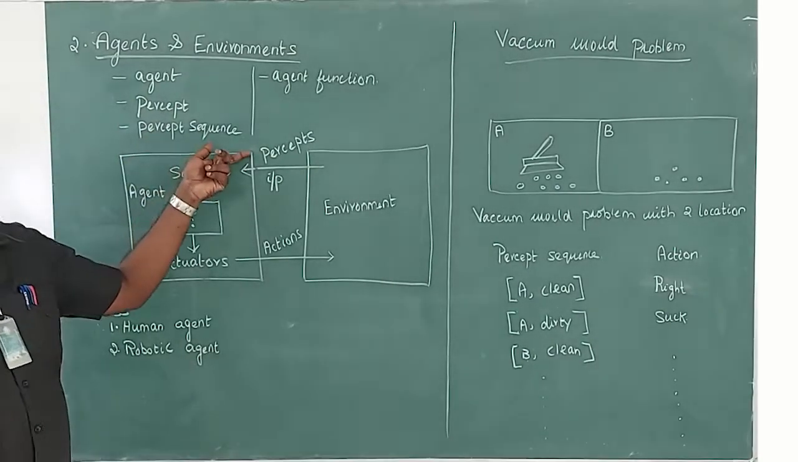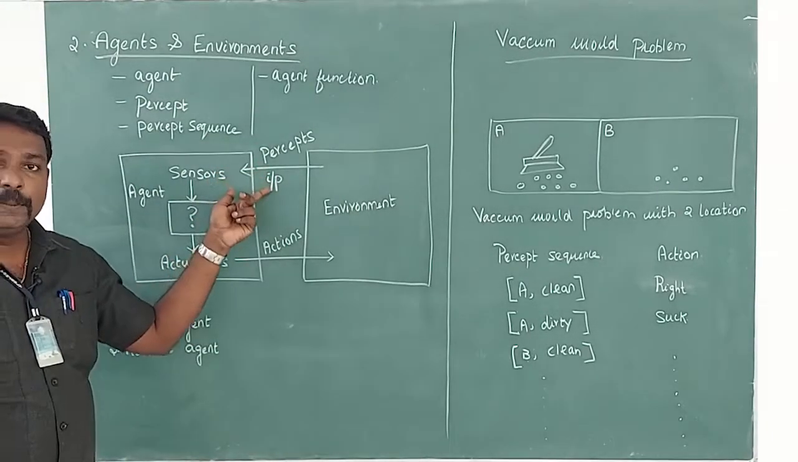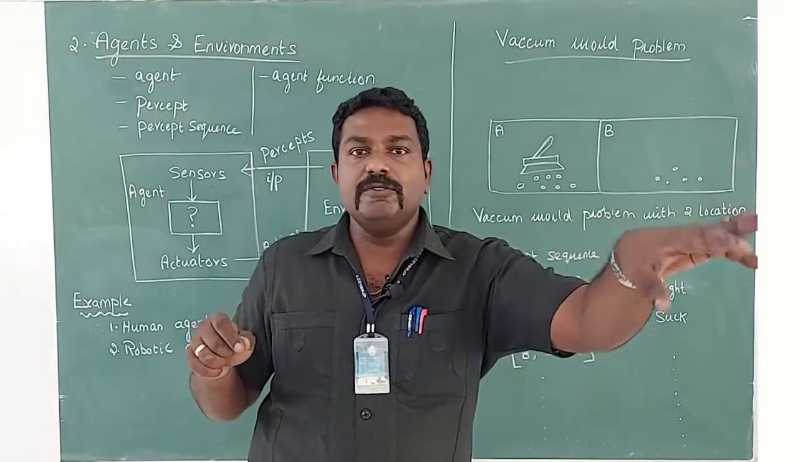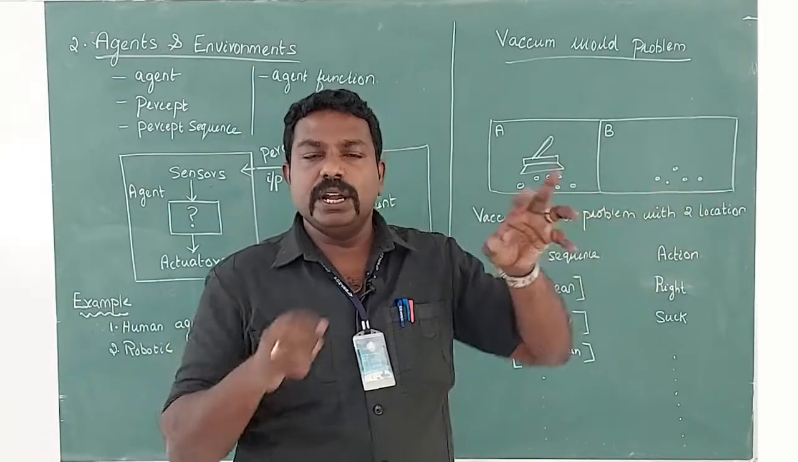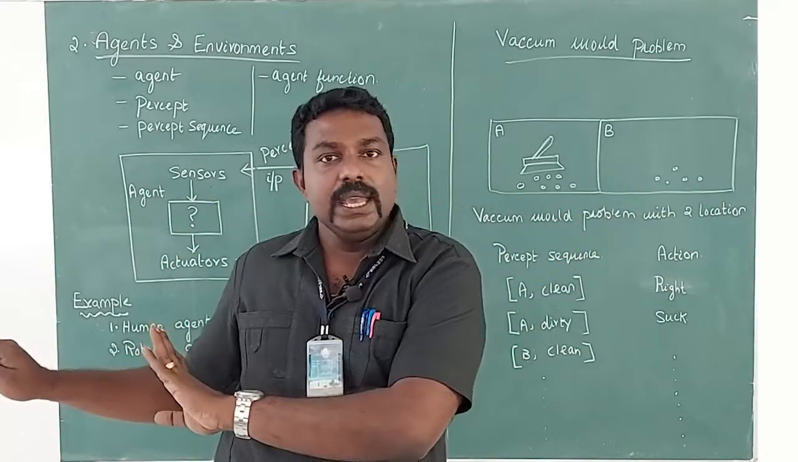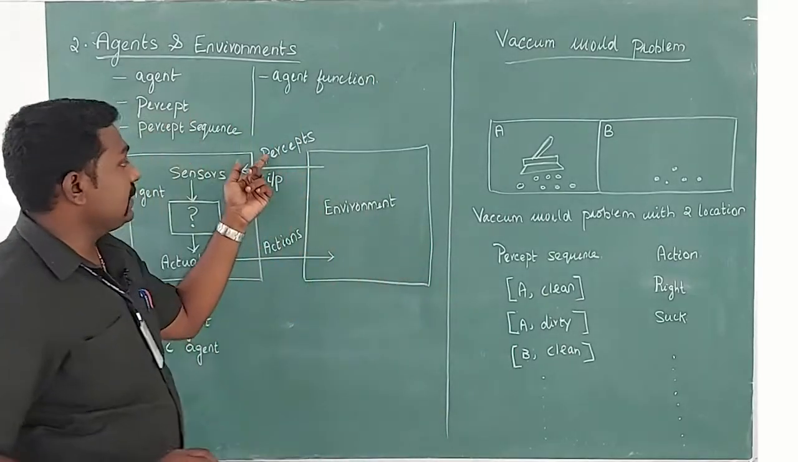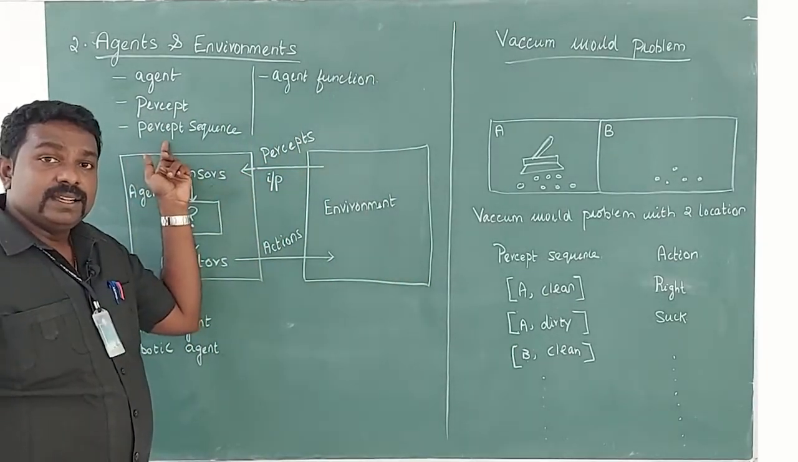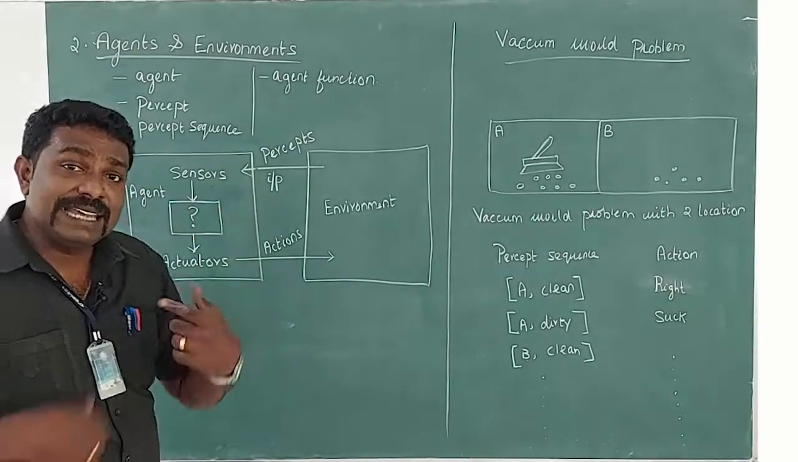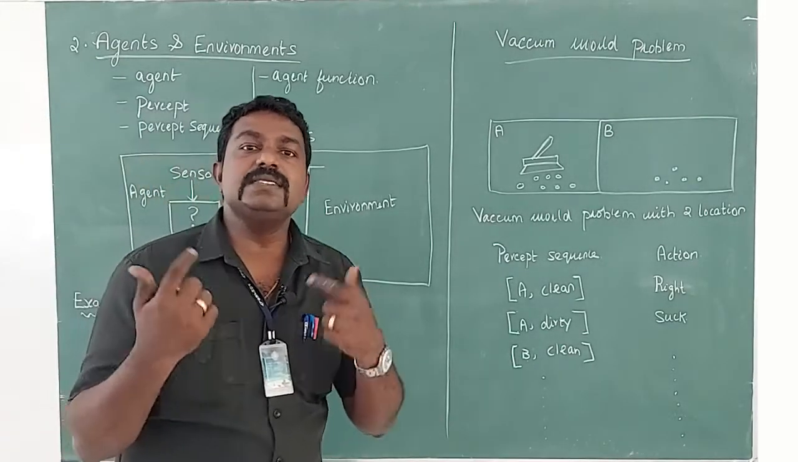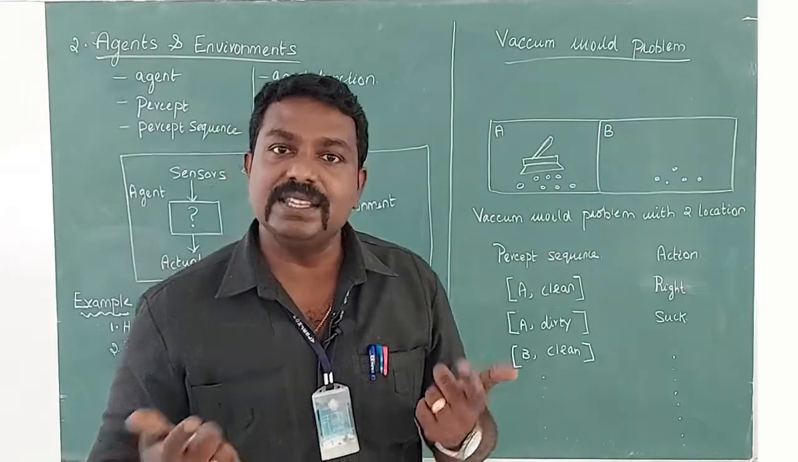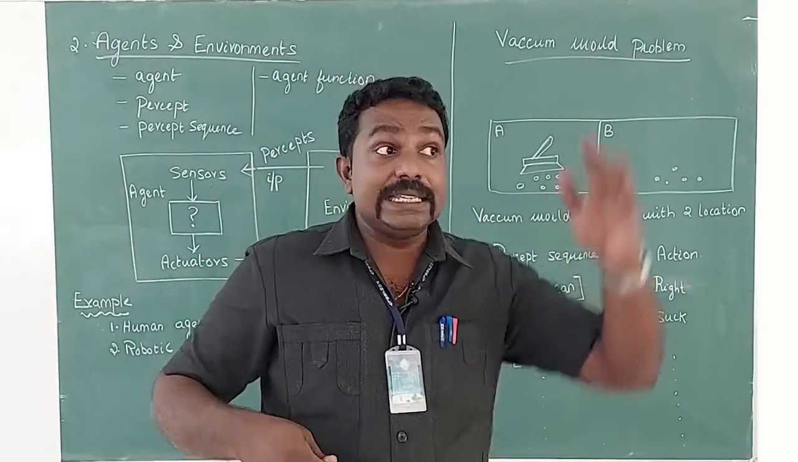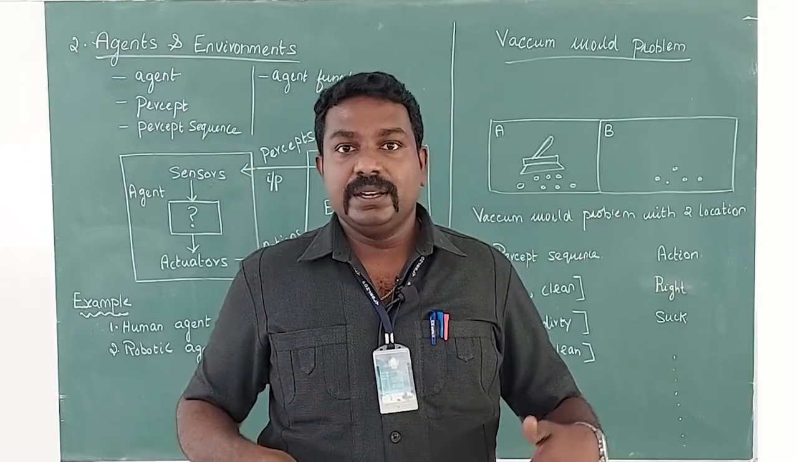What is a percept here? Percept is nothing but input. So from the environment it gets some input and this input has to be given to the agent, right? So percept is nothing but input. So what is a percept sequence? Percept sequence means sequence of inputs, right? Percept means input. So what will be the percept sequence? It is nothing but a sequence of inputs, or you can even call it the history of inputs.